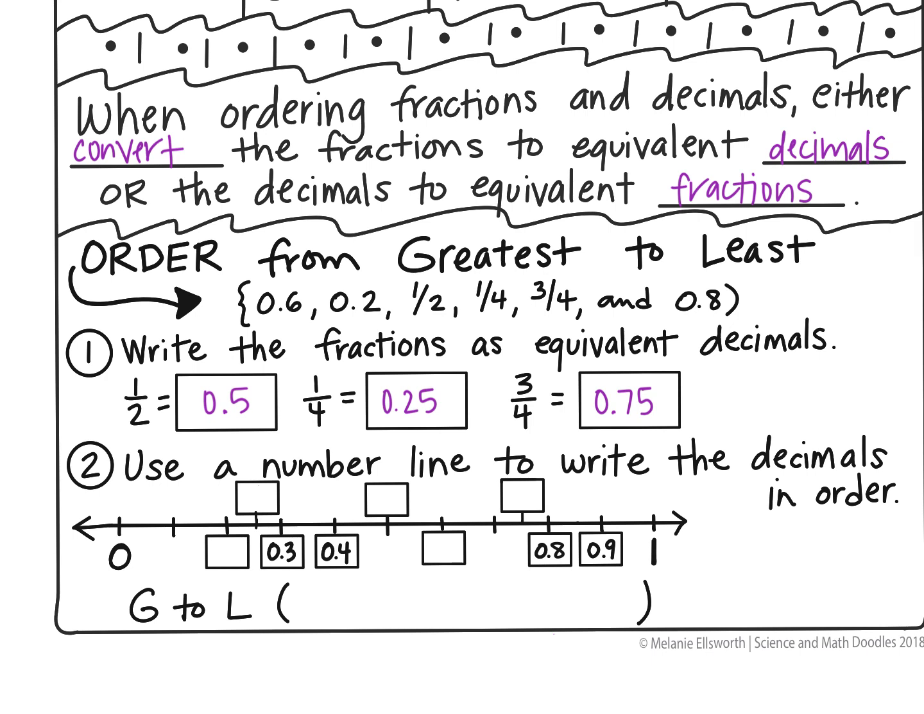I know that 0.25 will go here. 0.2 goes on the bottom at the beginning. Right after 0.4 is going to be 0.5. After that, I have 0.6. This is going to be 0.75. And then I'm already given the 0.8. But I do have to make sure that I include that.